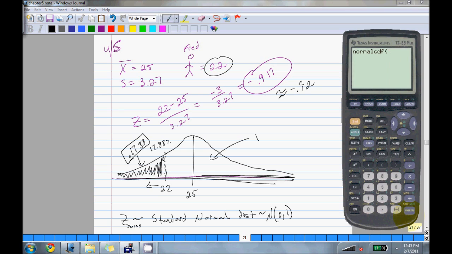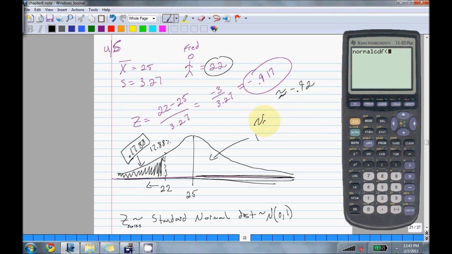Okay? Where'd you go first? Second vars. Vars is right here, right below your down arrow. Second vars. Then you're going to hit enter on normalcdf.